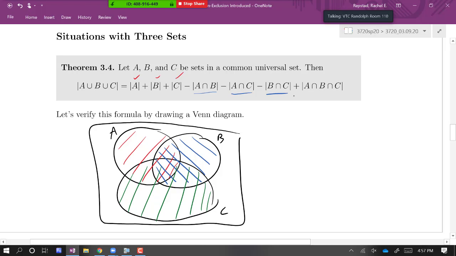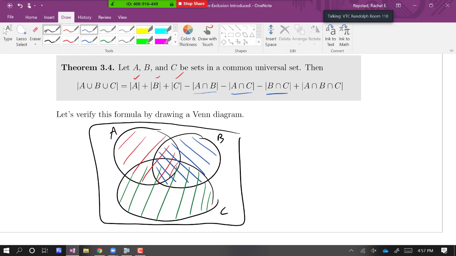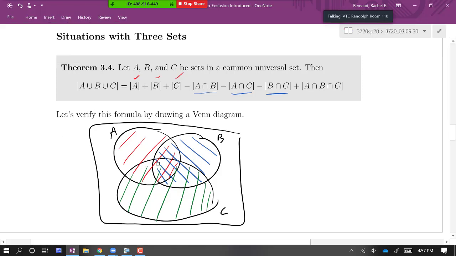The problem that we run into, that we can account for, is that once I've subtracted all three of those intersections, I will have subtracted off where they all overlap here in the middle. I will have counted it 3 times and then subtracted it 3 times. I want to count it once. So that's why we add the intersection of all 3 at the end.